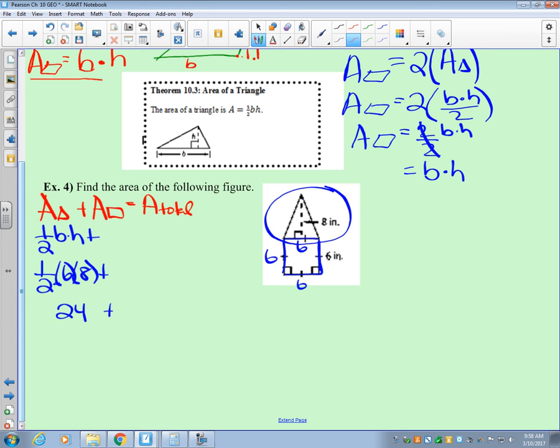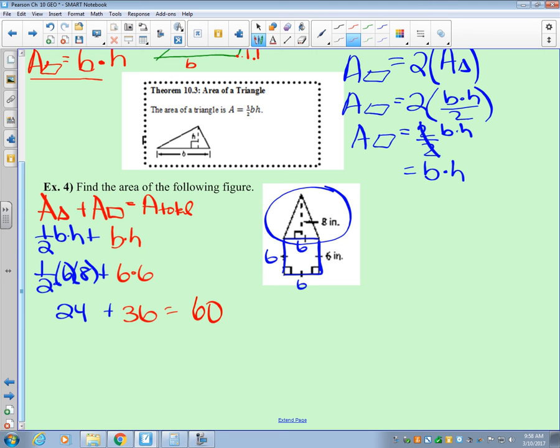So now we have the square, and Merg, if we do base times height for the square, what are we going to multiply together to find the area of the square? Yeah. 6 times 6, and that's 36. And then Jesse, finish us out here. What is 24 plus 36? 60. Yeah. So it's 60.